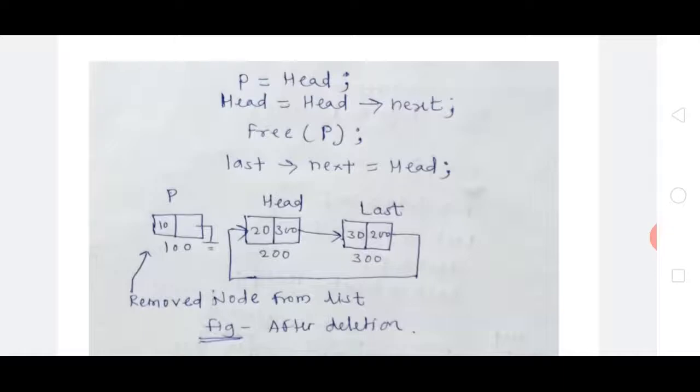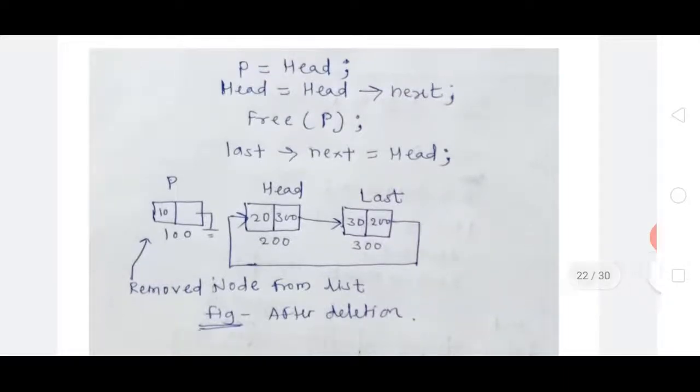To move from the first node to the second node, we perform the second statement, which is head is equal to head is pointed to next. This means the next address is assigned to the pointer variable head. After execution of this statement, head moves from the first node to the second node. Then perform the next statement, which is free. Free is an inbuilt function; when we execute free with p in brackets, the node is removed from the computer memory.